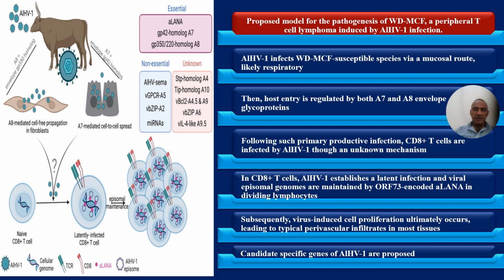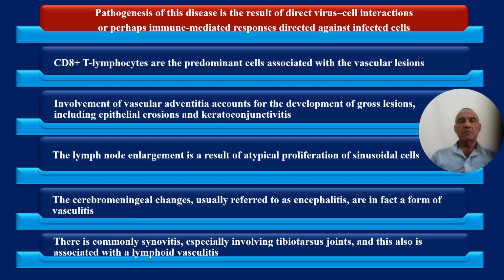Subsequently, virus-induced cell proliferation and ulceration lead to typical perivascular infiltrates in most of the vessels. Candidate specific genes of alcelaphine herpesvirus 1 are proposed at the end of this stage. Pathogenesis of this disease is the result of direct virus cell interactions, or perhaps immune-mediated responses directed against infected cells.